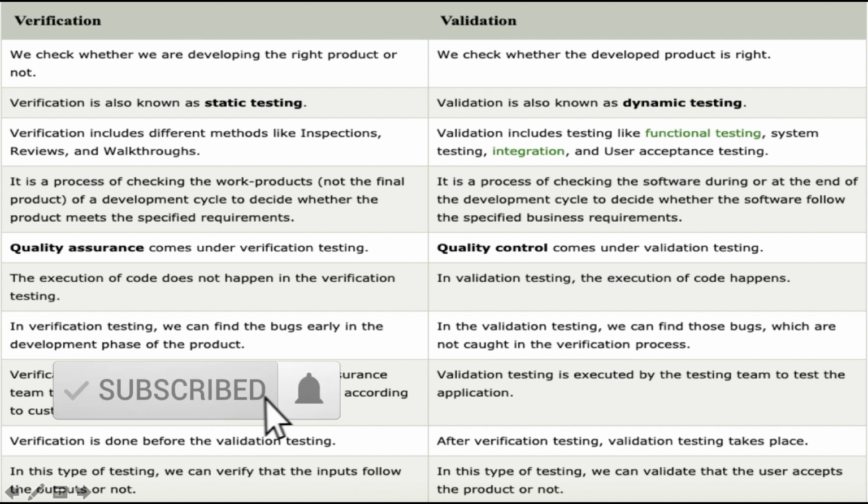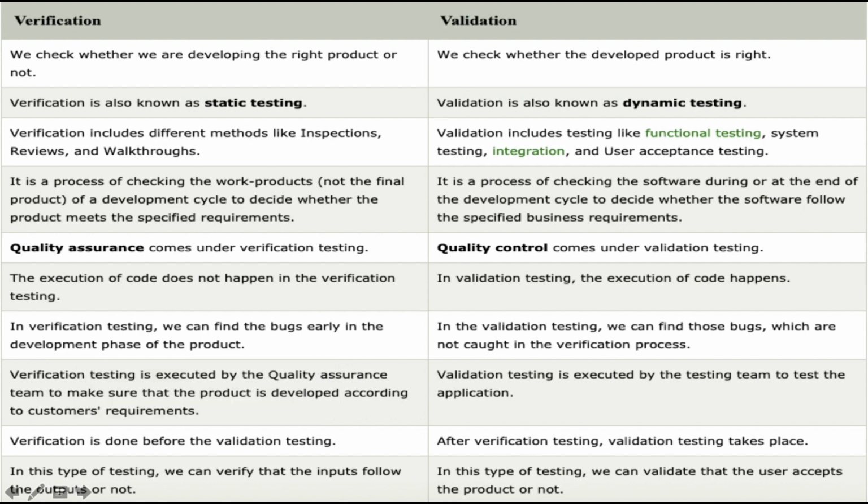Quality assurance comes under verification testing, whereas quality control comes under validation testing. The execution of code does not happen in verification testing, whereas in validation testing the execution of code happens. So in verification testing we don't execute the code of the software to check that it is following the requirements, whereas in validation testing we execute the software to check that the functionality is working fine or not.